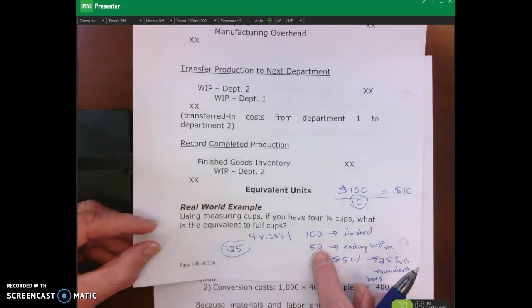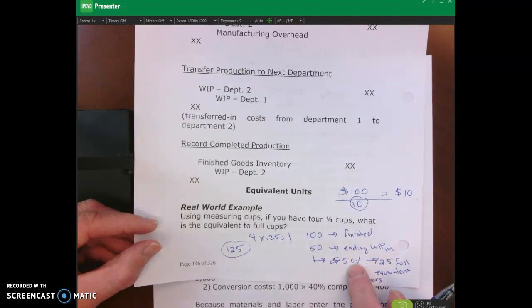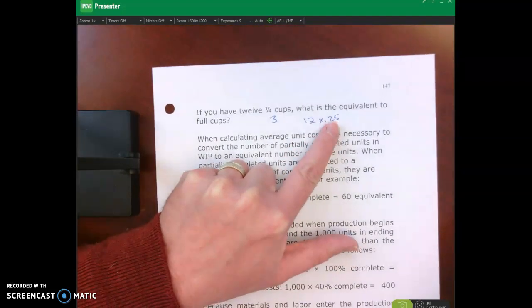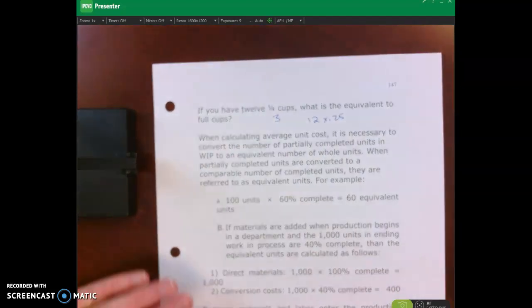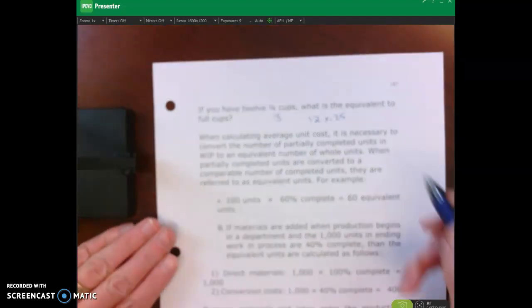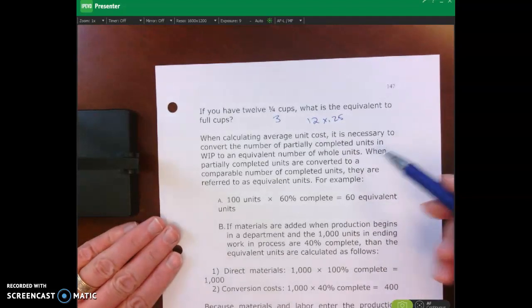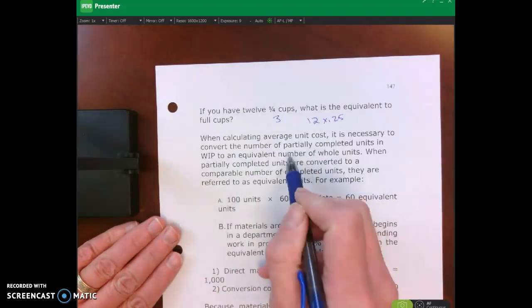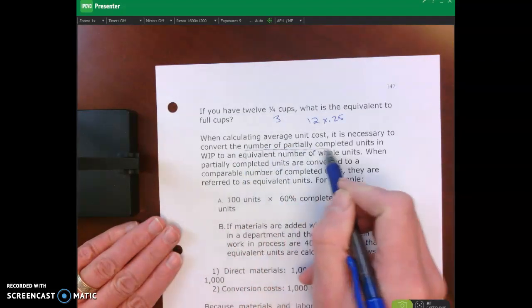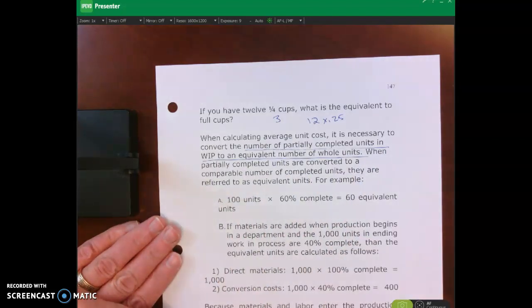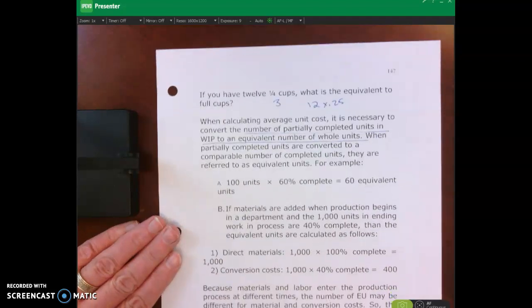How did I do that? 50 times the percent complete. 12 times the percent complete gives me equivalent. Same idea. And so that's what I'm saying over here. So when calculating that average unit cost, which we know is total cost divided by total units, what we have to do is convert the number of partially completed units in ending WIP to an equivalent whole number of units. Okay? How do we do that?